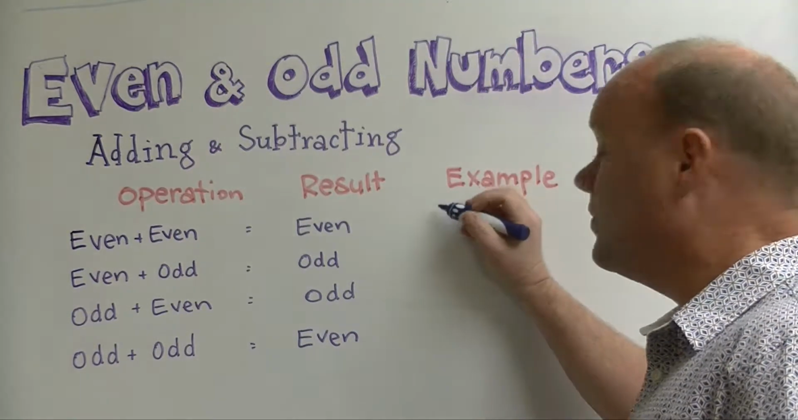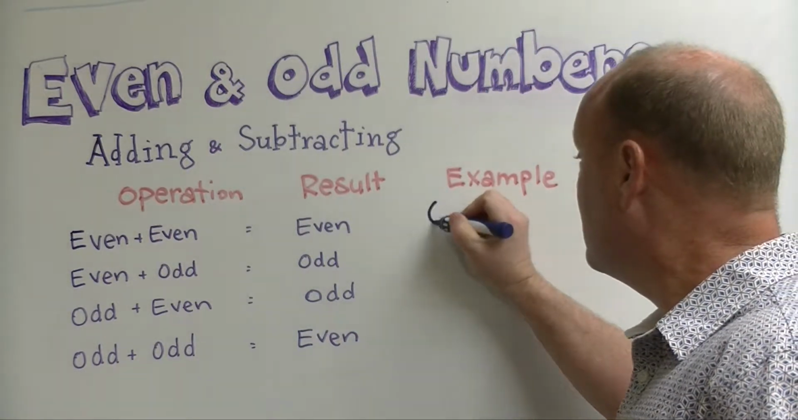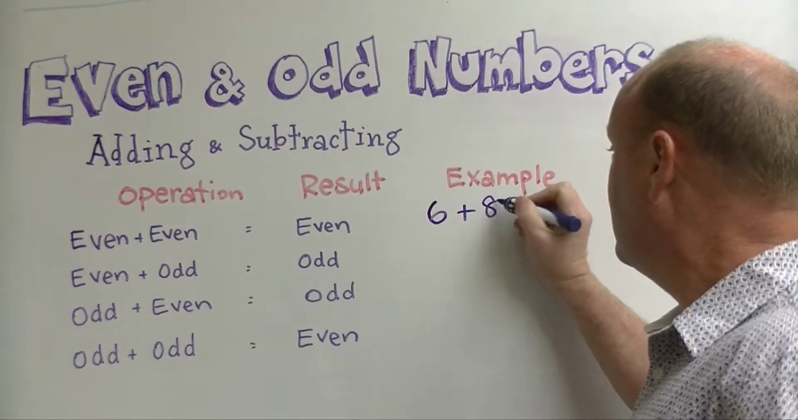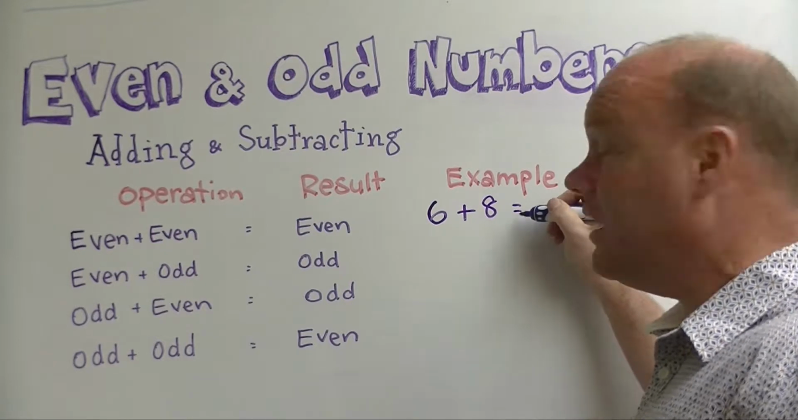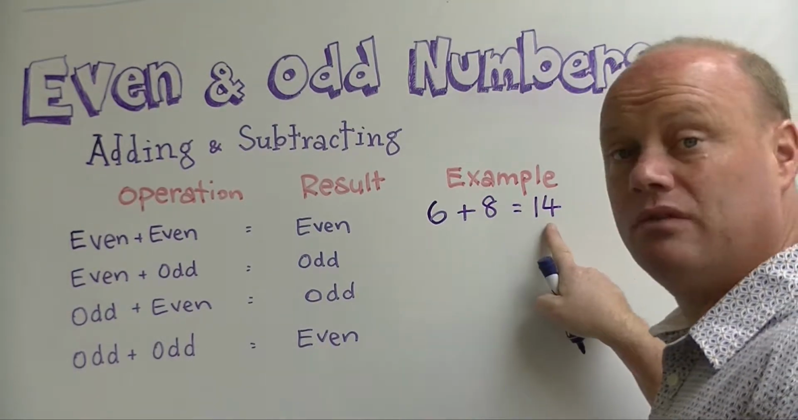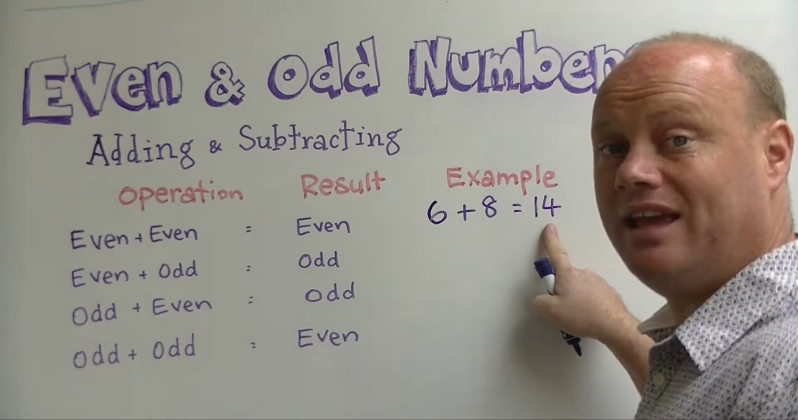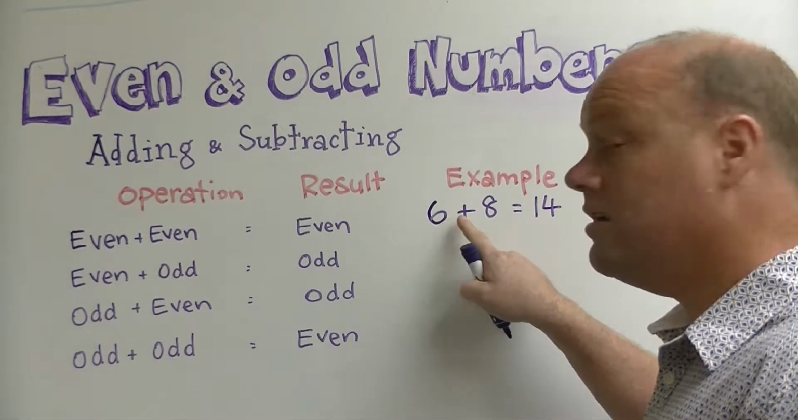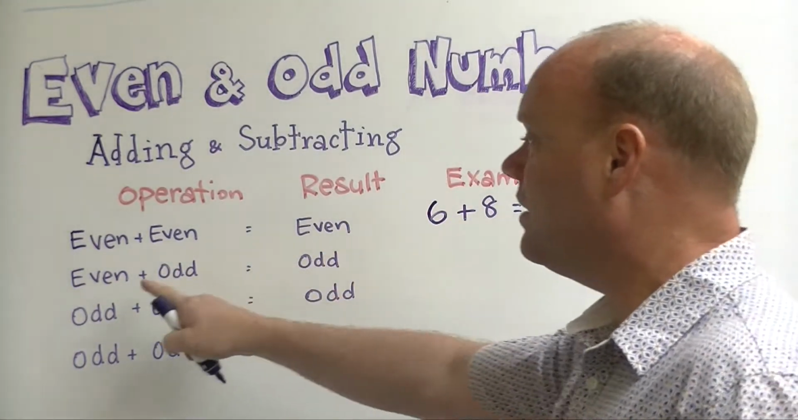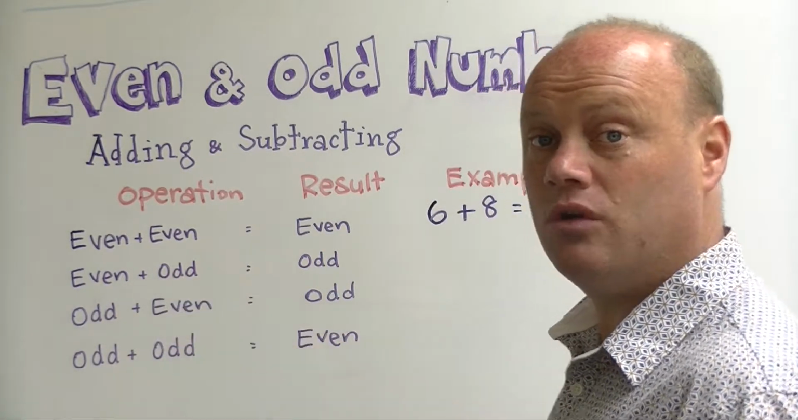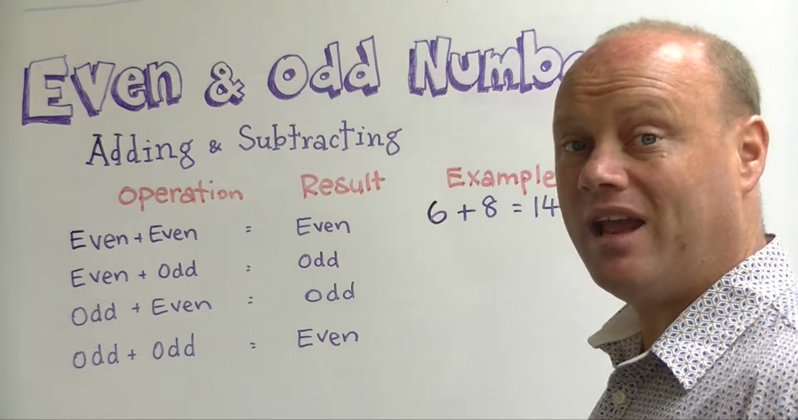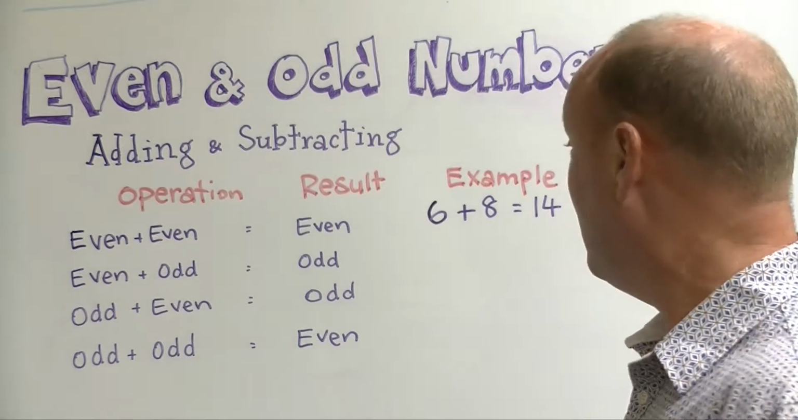For example, if I added 6 plus 8, the answer is 14. And because 14 ends with a 4, we know that it is an even number. So even plus even equals an even number. So what about an even and an odd? Whenever we add an even and an odd number, the answer is always going to be odd.